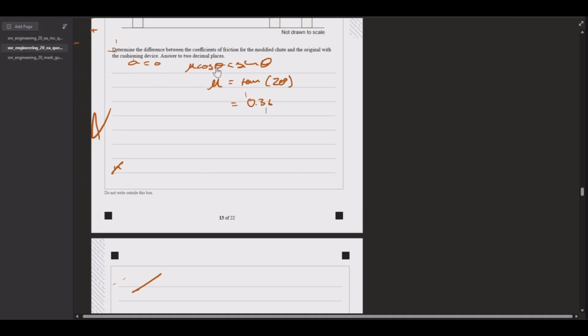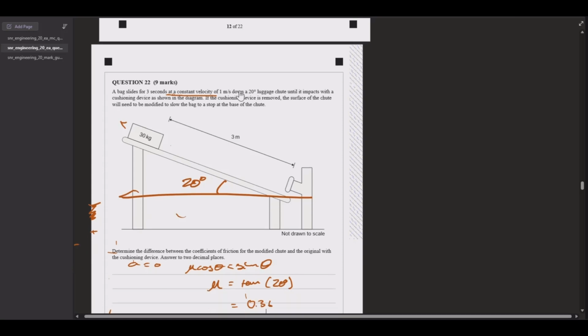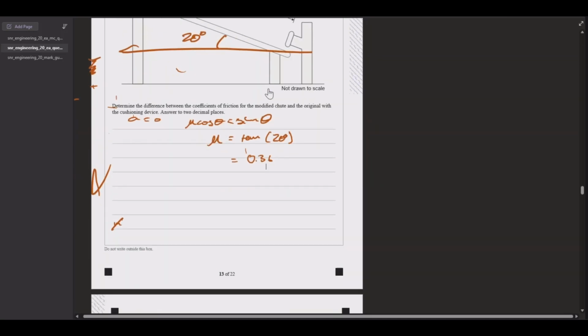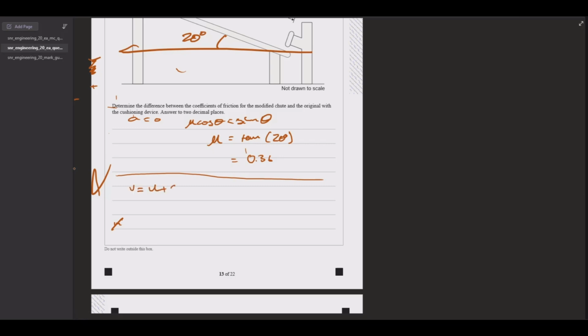But if we modify this so it does accelerate, or decelerates, we want to decelerate, then we are not going to have mg sin theta equal to mu mg cos theta. Instead, let's start off with v equals u plus at. So we know that final velocity is 0, initial velocity is 1 meter per second, plus an unknown acceleration times an unknown time. Let's rearrange for time, and we'll see that we get minus 1 on a. I'm going to take this over to the right and do suvat.